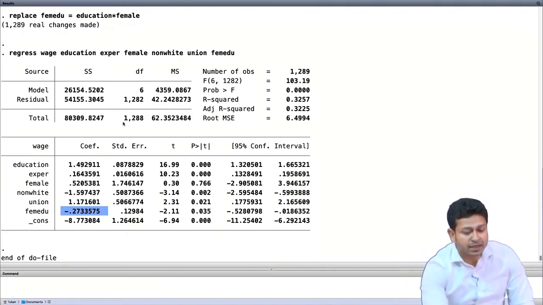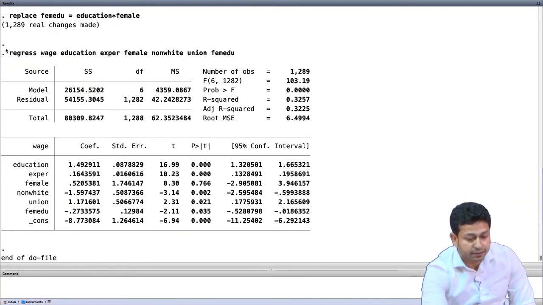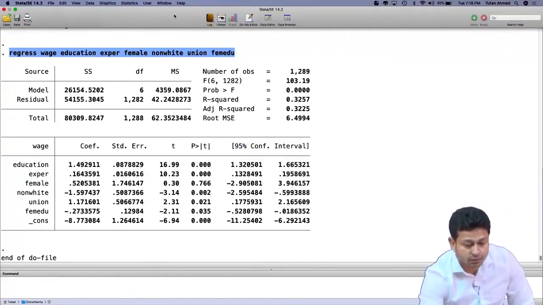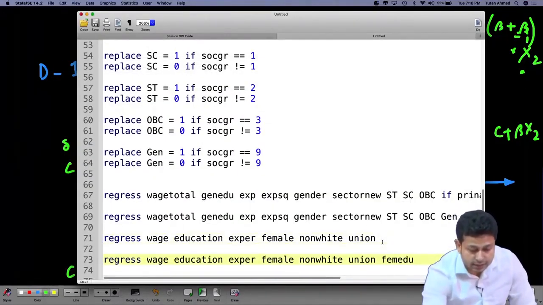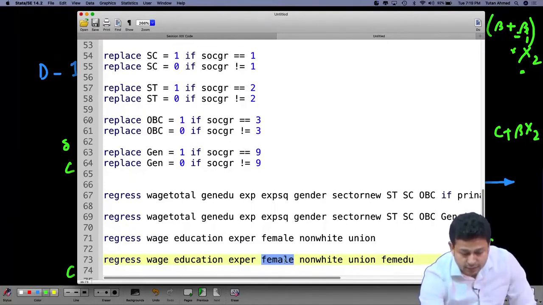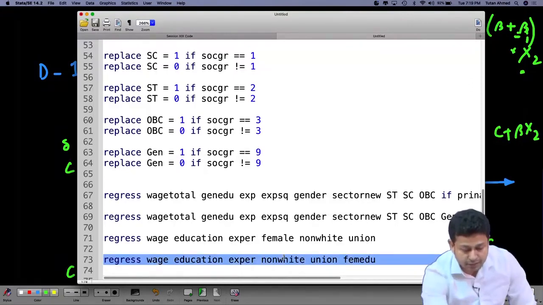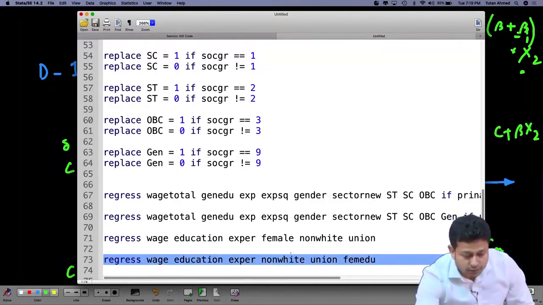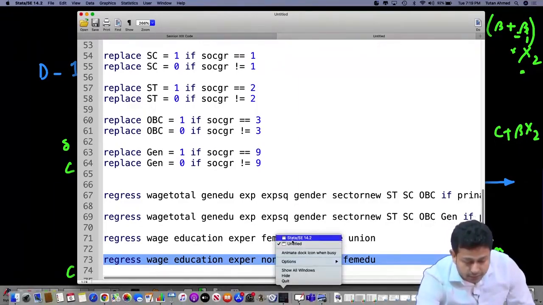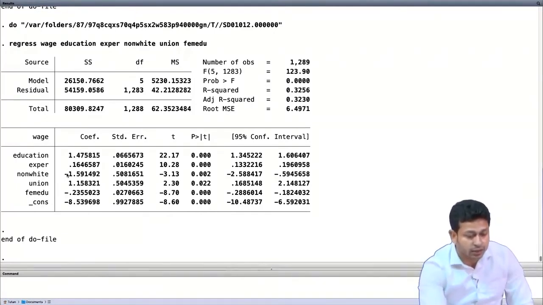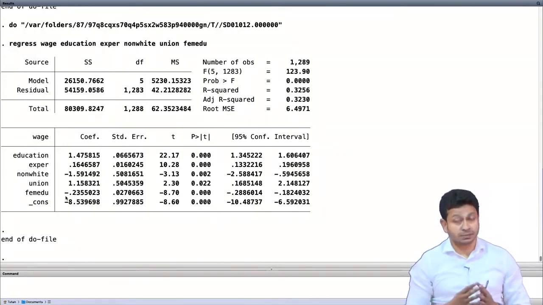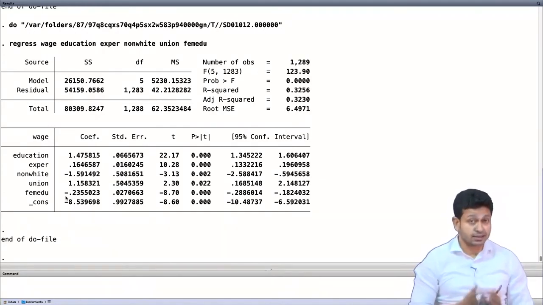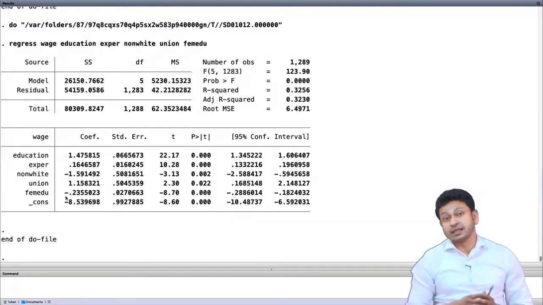Now, I could have very well omitted, say, female altogether. I could have simply written this, in which case, let us say I am deleting this female part and I am just including female education. Okay. And if I run it, what I get is this equation. So, in this case, what I have done is I have actually removed the intercept dummy. I have only kept the slope dummy. So, this is case D3. This is basically the same as D3, and the previous one is basically the same as D2.